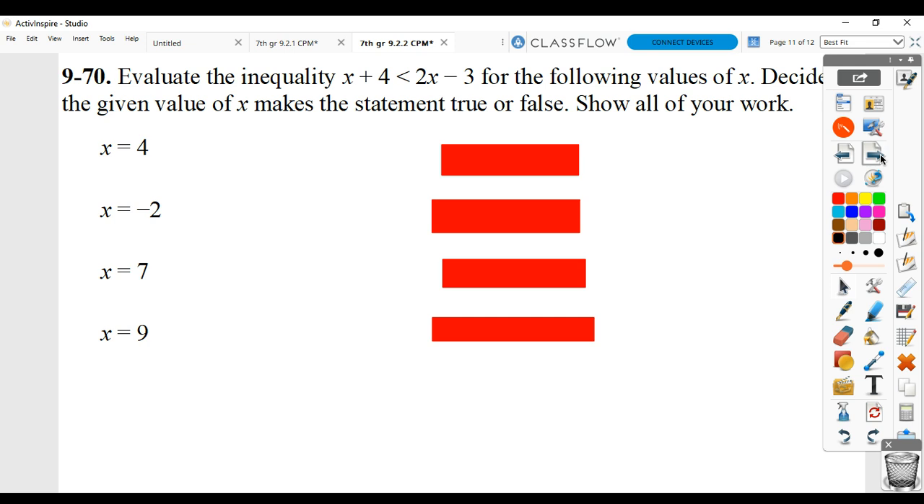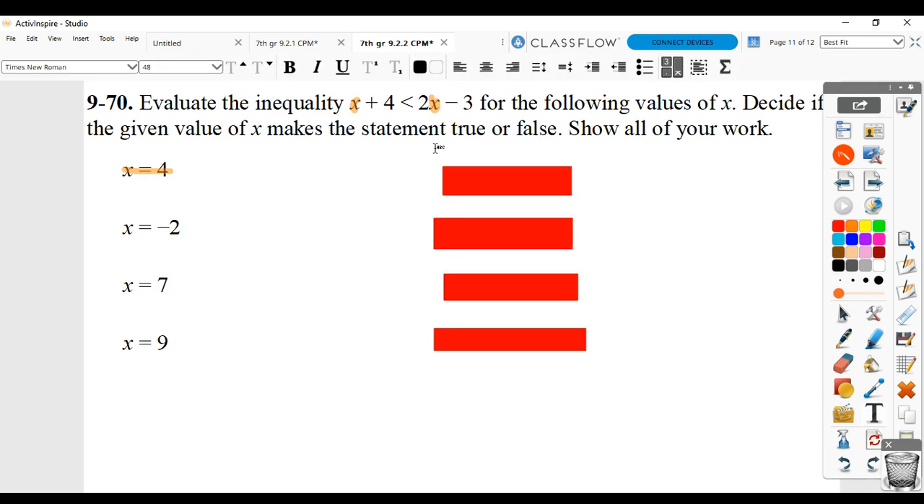For 970, they want you to evaluate this inequality. Again, we can tell it's an inequality because we have a less than symbol, or if we had a greater than symbol, that would also be an inequality. So in other words, replace x here and here and see if the left side of the inequality is less than the right side.